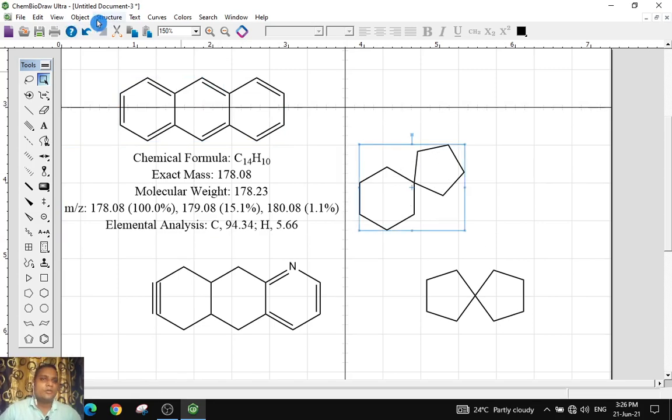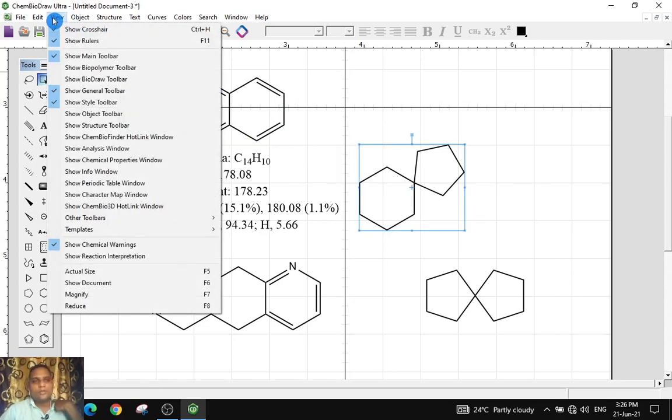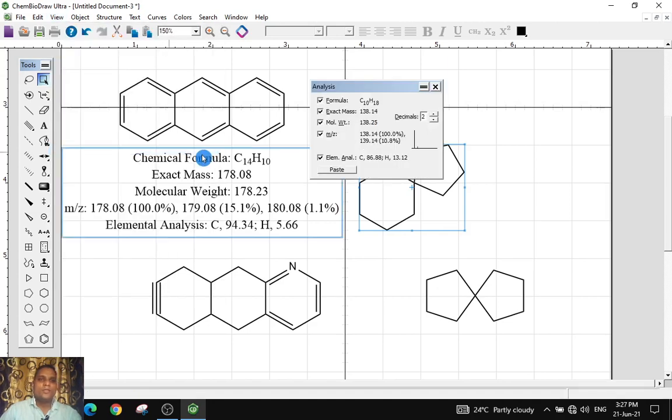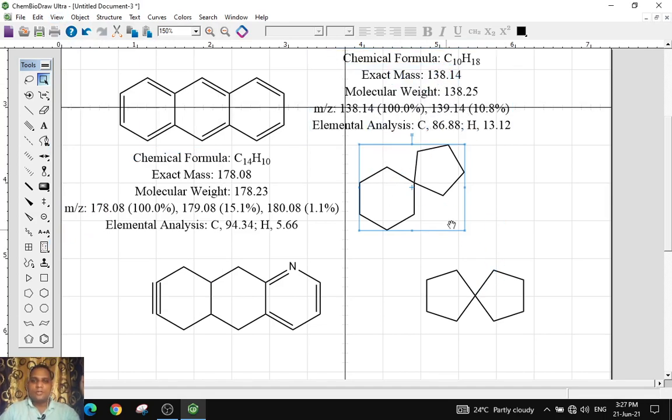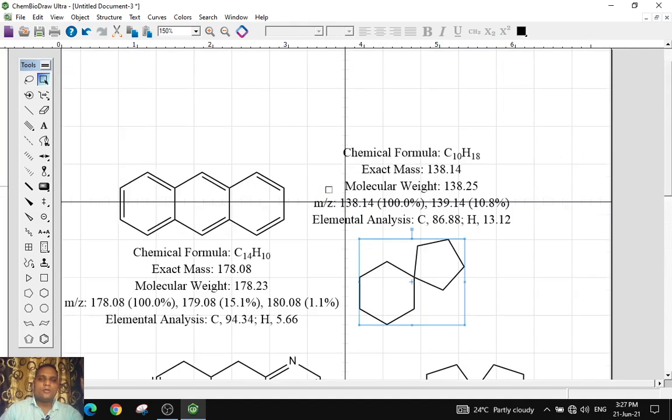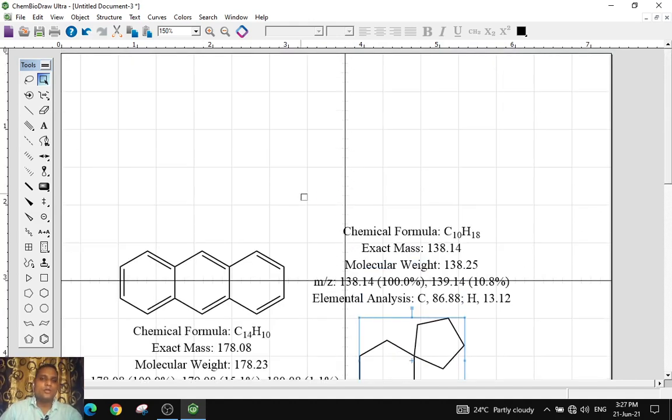Suppose this is the spiro compound and you want to check the molecular weight of this one. You have to select it and go to the view menu, and then to show analysis window. After clicking on this, it will pop up the new one, and you just have to paste it. You will see all the details with respect to the spiro compound. Now C10H18 is the molecular chemical formula, molecular weight is 138.17, and the other details. So these are very important while making sure of the reactions with respect to the compounds.